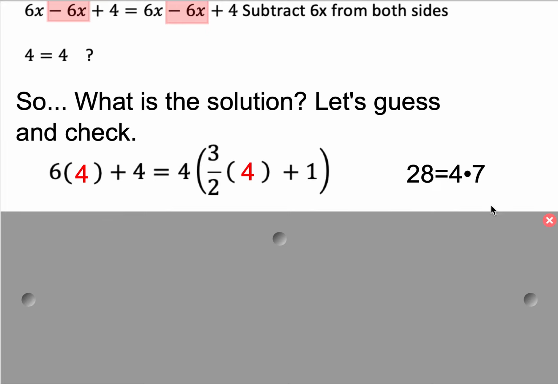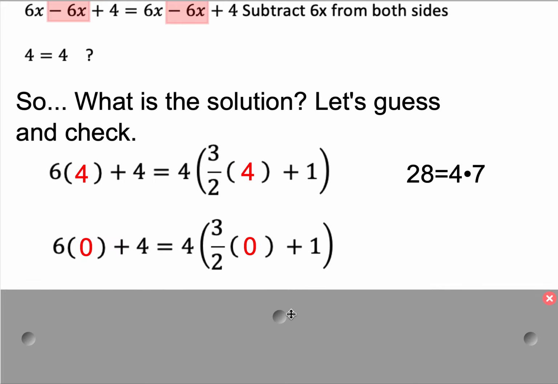Well, that's interesting. However, let's try another one: 0. 6 times 0 is 0, plus 4 is 4. On the other side, 4 times 3 halves times 0, plus 1. 3 halves times 0 is 0, so this is just 4 times 1. Hey, that's also true. So 0 is a solution. So far we've found that this one has those two solutions. But wait, there's more.